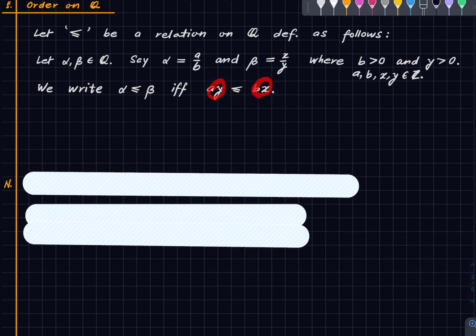AY and BX are integers because they are products of integers. So this is just the same ordering on integers that we are familiar with. That is the definition of this symbol. That is just a relation on Q. What one would like to do is to check that this relation is reflexive, antisymmetric, and transitive, so that it becomes a partial order.